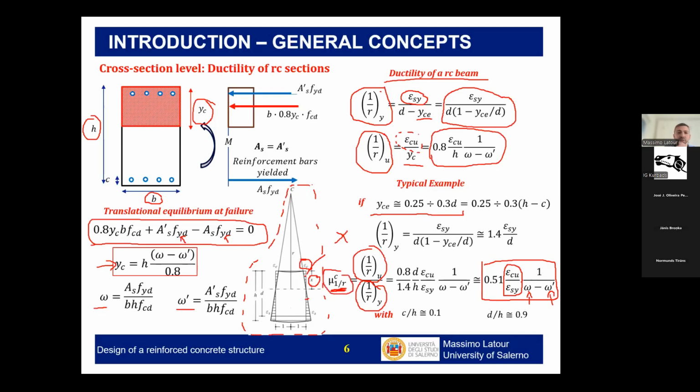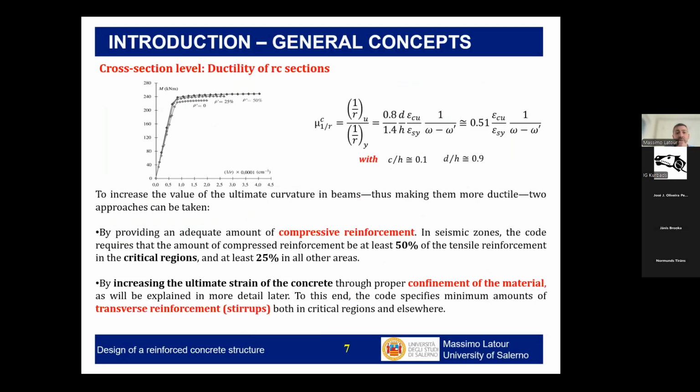It's a simple example, with a lot of simplifications, but it highlights a very important aspect. In concrete, if I want to increase the ultimate curvature of a cross-section, and therefore the rotation capacity of a beam, making it more ductile, I have two things to consider. First, I have to improve as much as possible the confinement of the material by means of stirrups. In critical regions where I have plastic hinges, I have to increase the number of stirrups, not because of the shear strength, but because of confinement. The same thing applies for the compressive reinforcement.